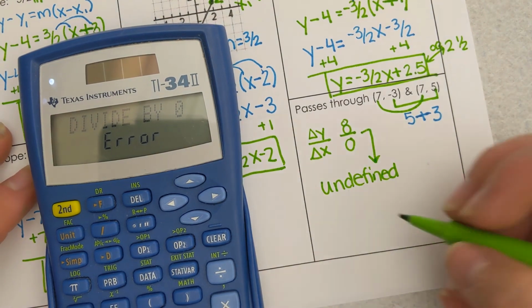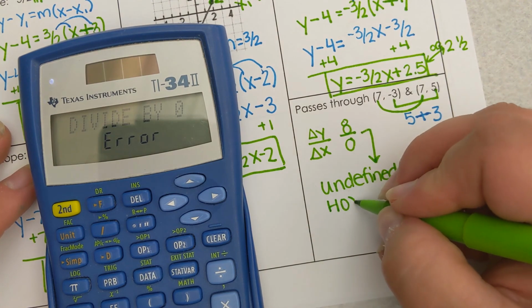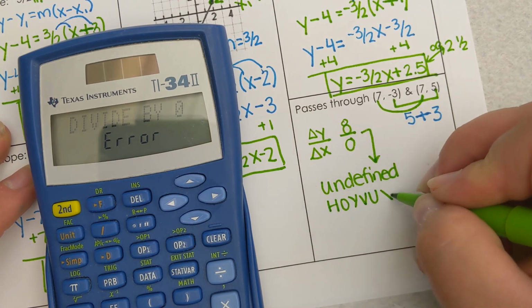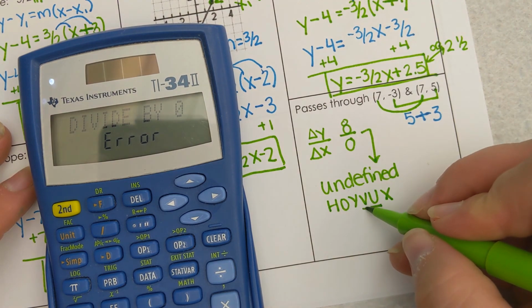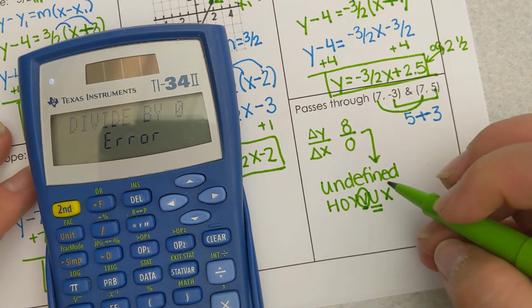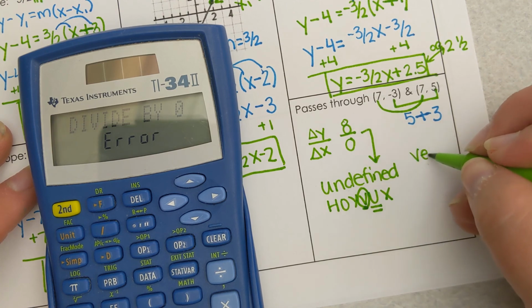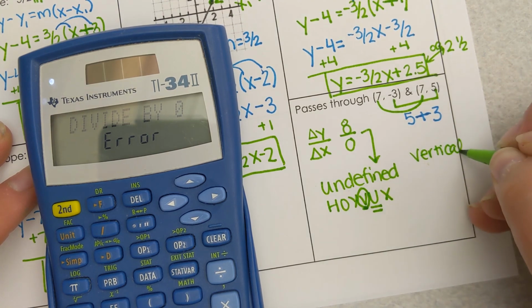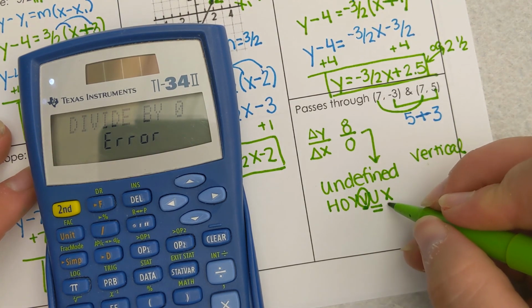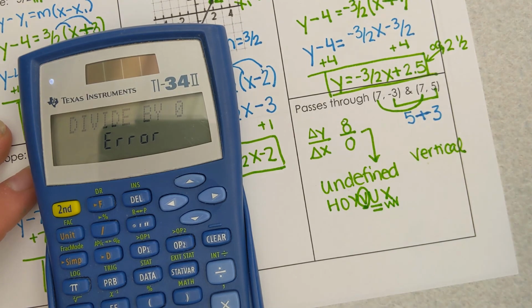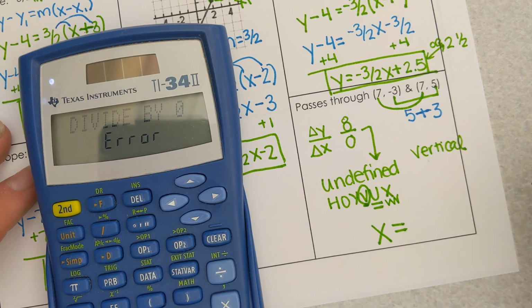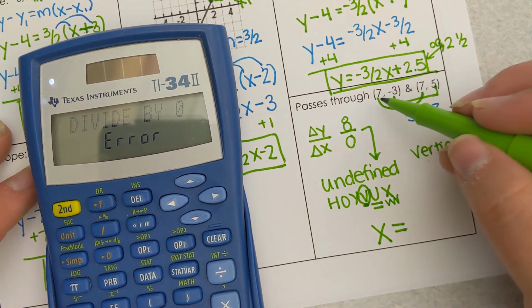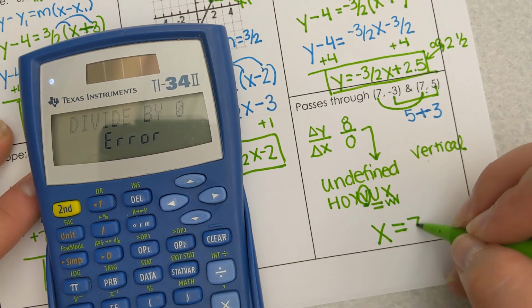And then I'm going to remind you that we had talked about something called HOY VUX, where the U stands for undefined, and it goes with vertical lines. So that means this is a vertical line. And the equation is written as x equals. So this equation would just be x equals, what's the x value in both of the points? 7.